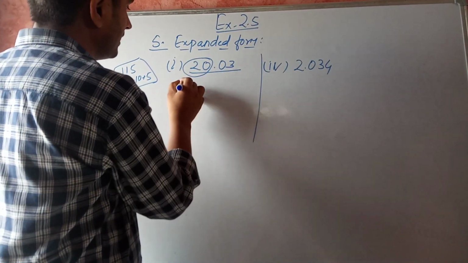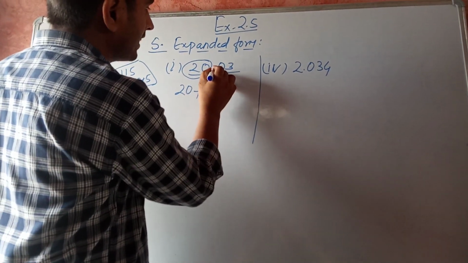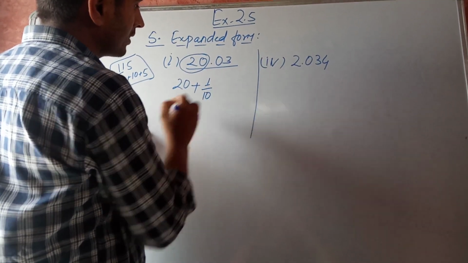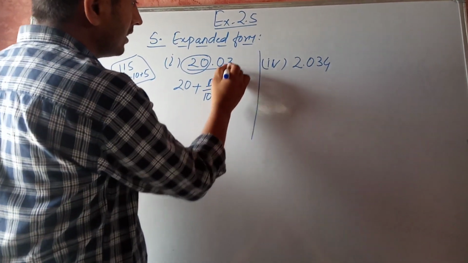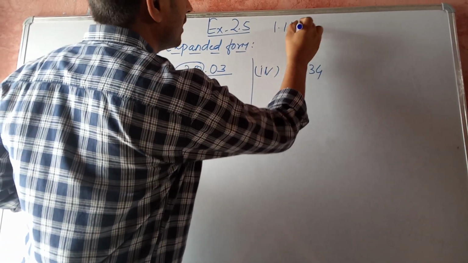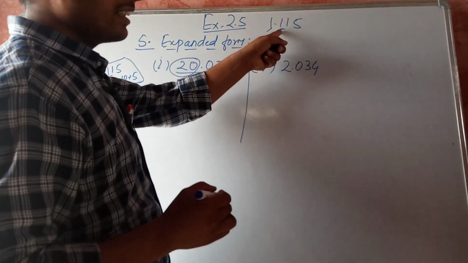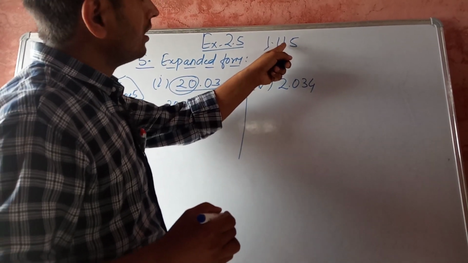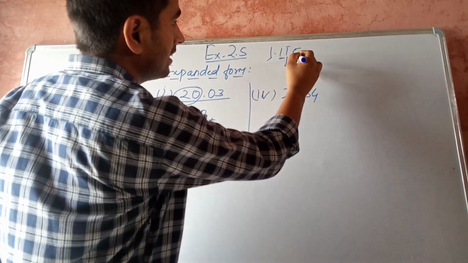This whole part is already in expanded form, like 20 plus. After the decimal, the first place is the tenths place, meaning 1 by 10. But here the number is 0, so we write 0 by 10, plus the second digit, which is at the hundredths place. Suppose I say 1.15115, after the decimal this first digit is at the tenths place, the second digit is at the hundredths place, and this is at the thousandths place.